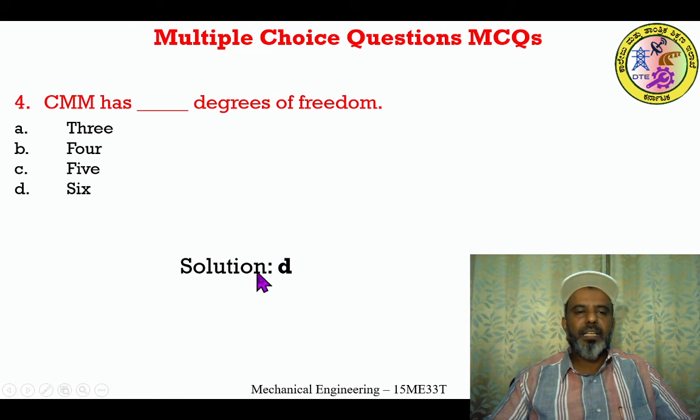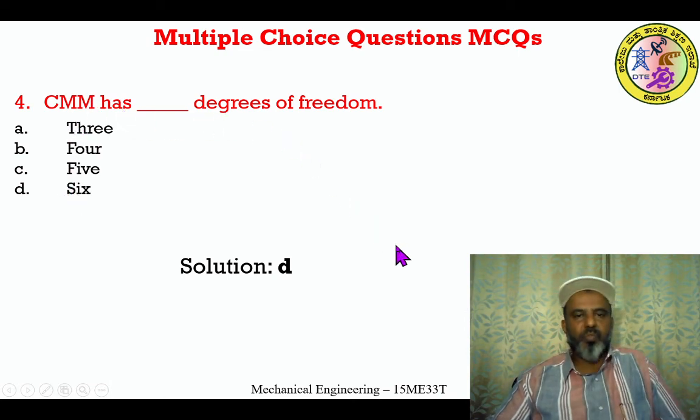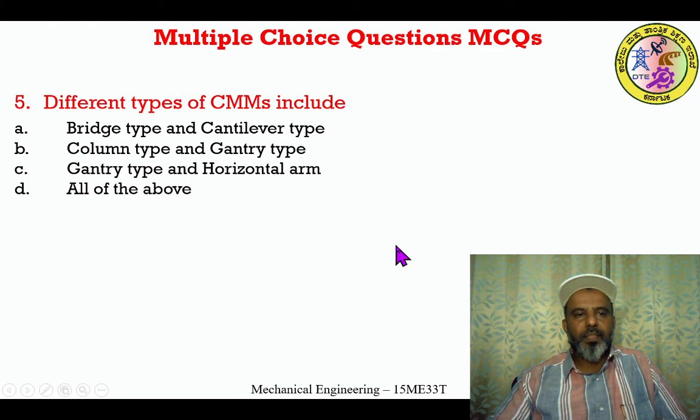The answer appeared is also D. The answer for this question is that the CMM has 6 degrees of freedom. The next question.